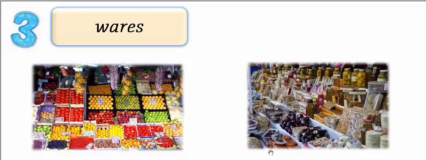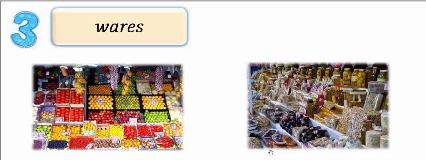Now it's time to explain word number 3, wares. In the pictures, I can see a lot of things. Vegetables, fruits, certain items, a lot of things displayed. Who display these items? The merchants. Why do you think they display them? Because they want to sell them to people.